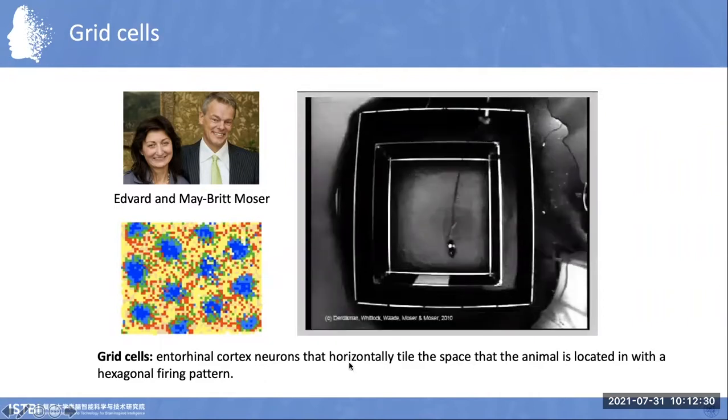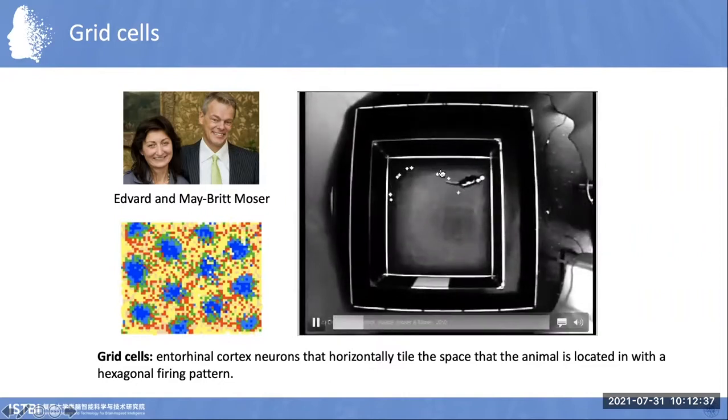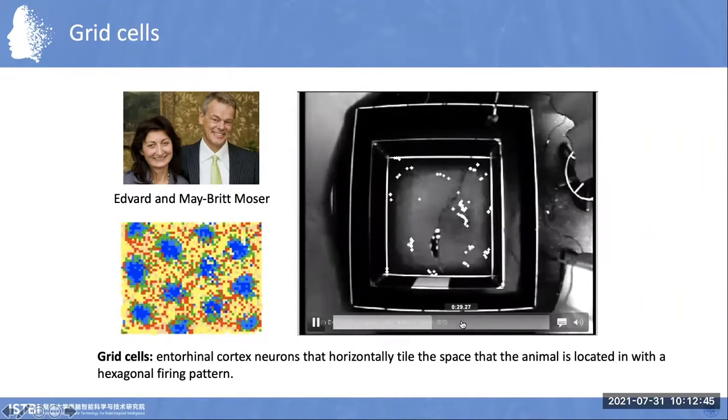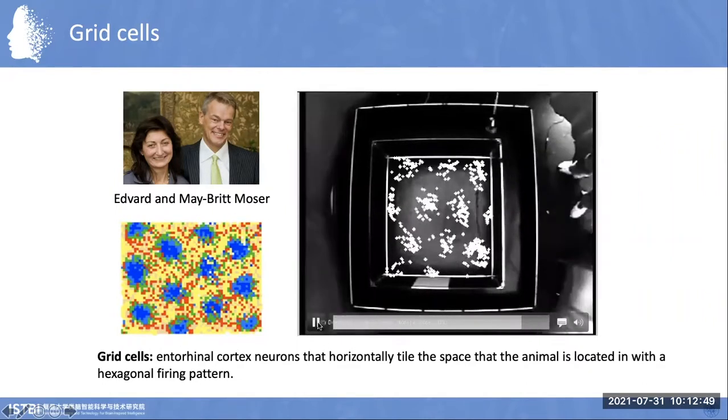So again, we'll play the video. I might actually fast forward a little bit here. Instead of sound, you will actually see the dots that represent the firing patterns. So as the animal explores this environment, let's fast forward a little bit. This very beautiful tiling emergence.